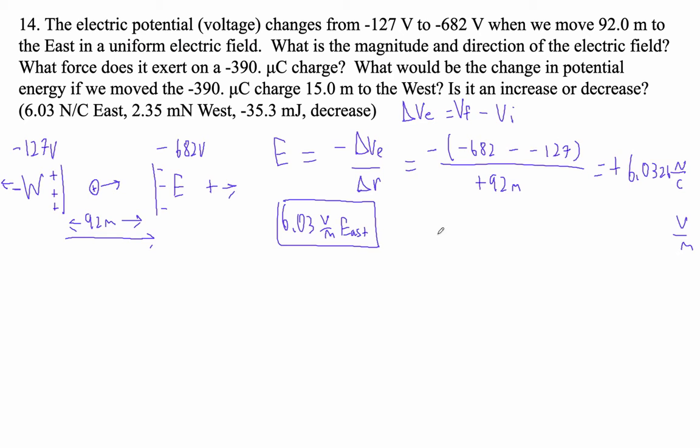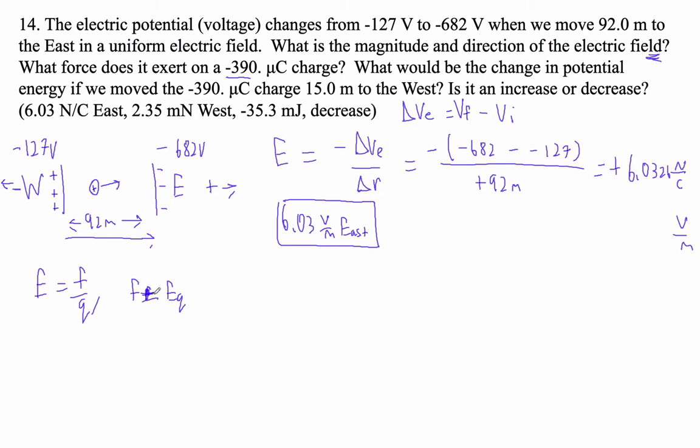What is the magnitude and direction of the electric field? So we just did that. What force does it exert on a negative 390 microcoulomb charge? Well, it's going to be to the left, but let's figure that out. E is F over Q, so therefore force is EQ. Force is equal to EQ.